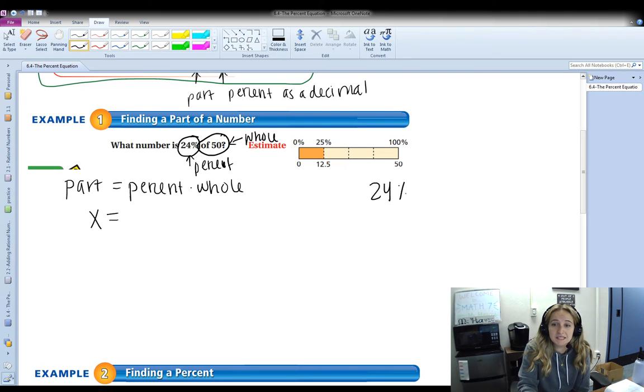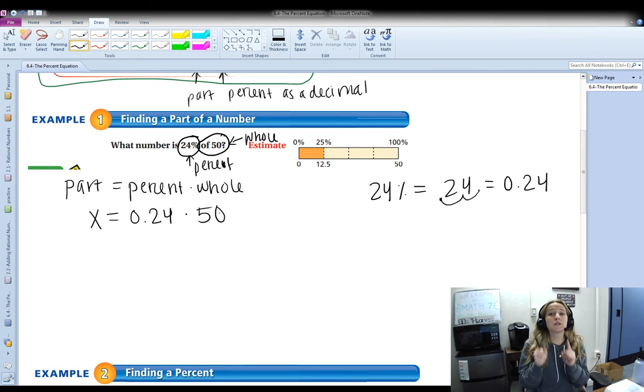So 24% as a decimal: write the decimal point there and go to the left. That's actually going to equal 0.24. So we're going to write it as 0.24 times the whole, which is 50. It is very, very important that you write it as a decimal and not the percent, because you will get very, very different answers.